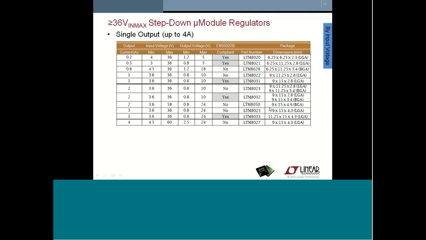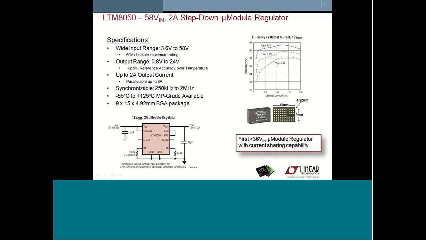Let's consider one of them, the LTM8020. This has an input voltage range between 3.6 and 58 volts and up to 2 amps output current. This could be paralleled up to 8 amps, so this means you can put 4 devices in parallel. You can also synchronize it externally between 250 kilohertz and 2 megahertz.